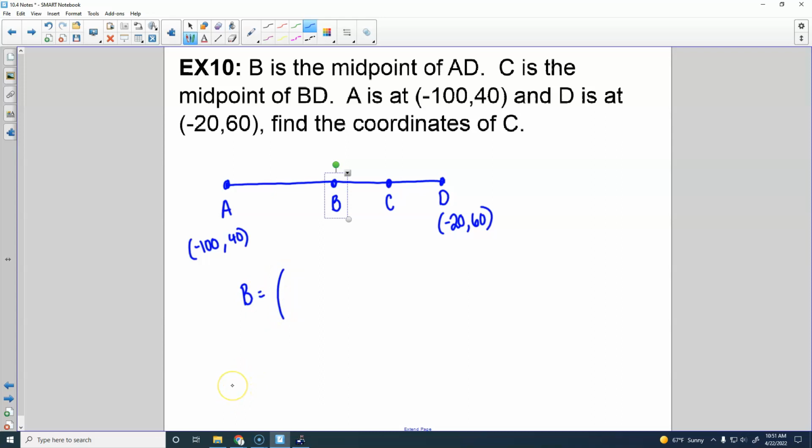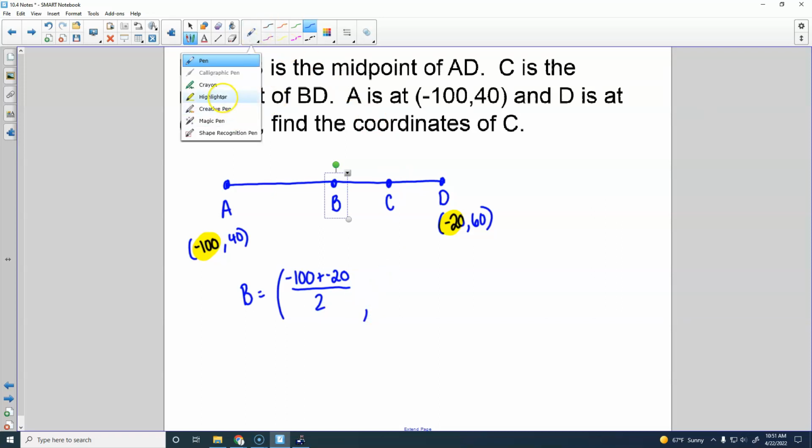Okay, so midpoint is an average. So we take our two endpoints. We're going to take our x's. So this and this, those are our x coordinates. We're going to add them together. All right, so we got -100 plus -20. And then it's average, so we add together and divide by how many there are. And there's only 2, so we add together and divide by 2. Okay, then we're going to do the same thing, but with the y's. So we're looking at the y coordinates there. So what will that look like for this one, Zane?